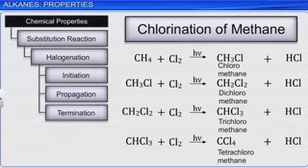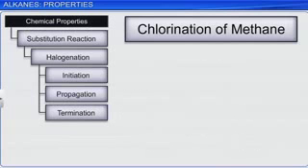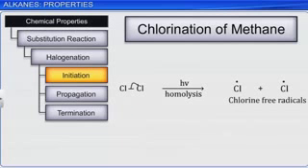During chlorination of methane, the 4 hydrogen atoms of methane are step by step substituted or replaced by chlorine atoms, forming tetrachloromethane as the final product. During initiation, the chlorine molecule is homolyzed in the presence of heat or light, forming chlorine free radicals.